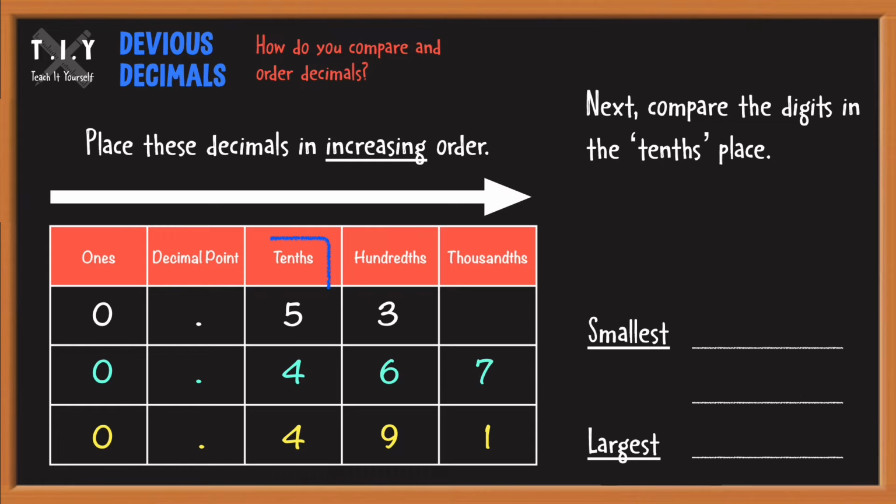Next, we compare the tenths. We can see that one of the digits, 5, is greater than the other two. So we have found our largest number, 0.53.